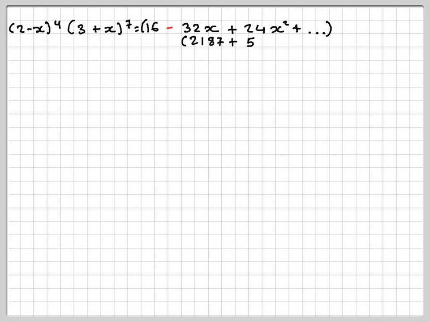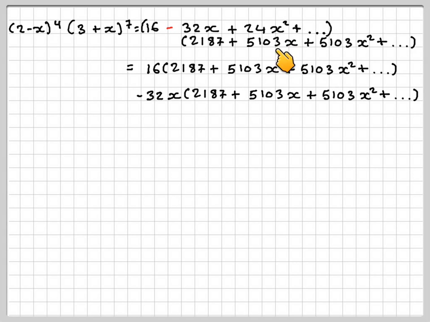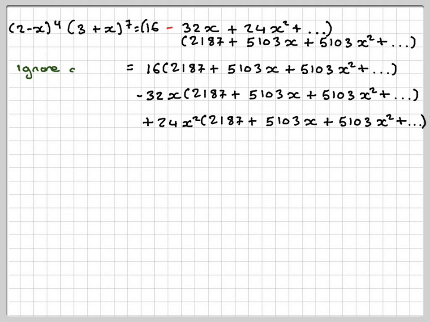So this times this will be my first expansion times my second expansion, okay, and only doing terms up to x squared. Now what we do is we expand this, so I'm going to do 16 times this bracket, minus 32x times this bracket, plus 24x squared times this bracket. However, I'm going to ignore any term greater than x squared.